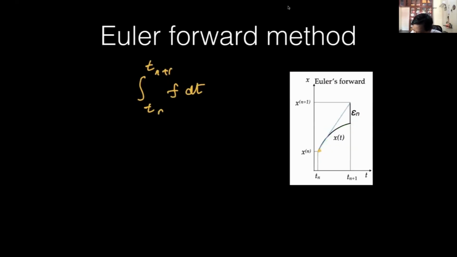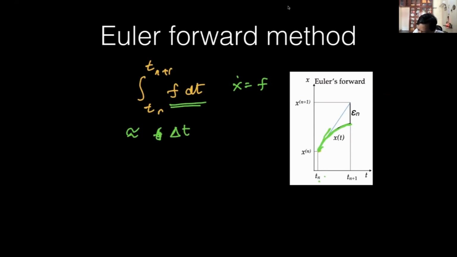So my real function x(t) is here. Now we have x dot equal to f, so slope is f, right? So we say that let's take the slope at tn. I'm going to approximate the integral with one f, and that f will be computed at tn. So this we approximated as f times delta t.